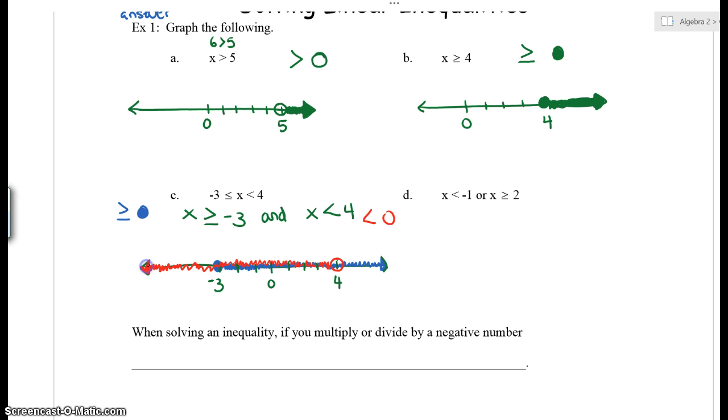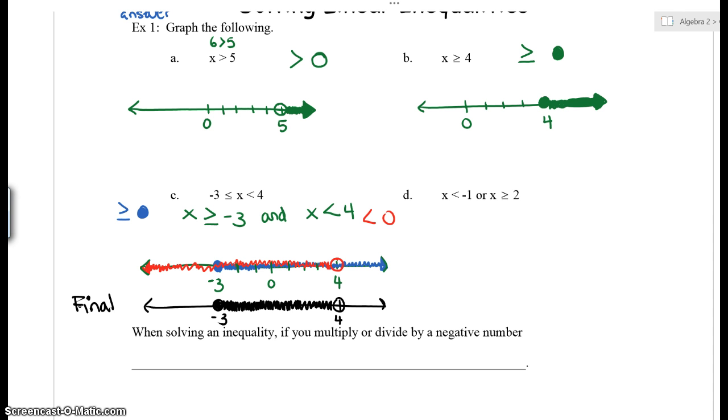To the arrow. Awesome. Now the answer is where they meet. So the final answer that we're going to have, I'm going to draw it on another one, is going to be at -3, there's a closed circle. At 4, there's an open circle. But where those two lines meet, the red and the blue line meet, that's our final answer. So this is final. All the other ones above were to show the work.